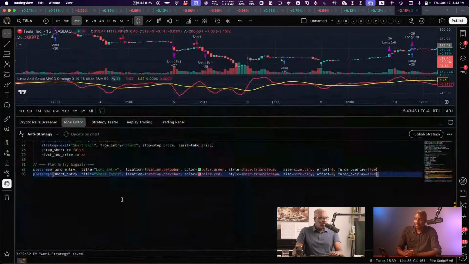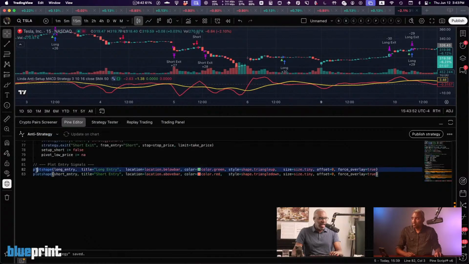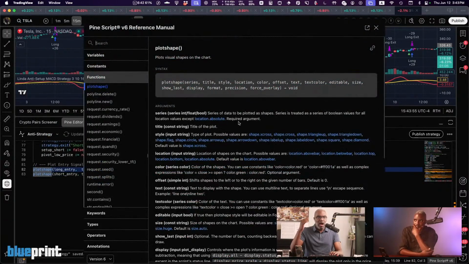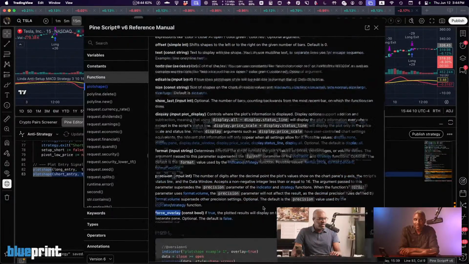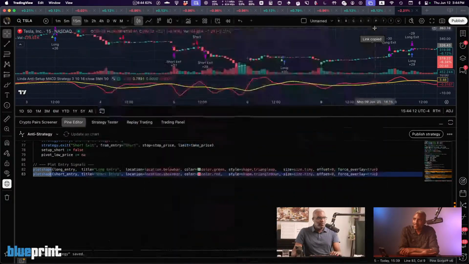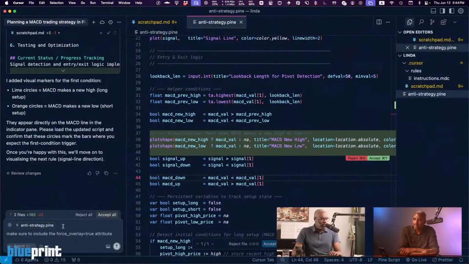All right, I want the AI to know that I'm using this force overlay attribute. Force overlay is an attribute for PineScript that was recently added, so it's not within the training data of the models. So I'm just gonna command click on the, or I think control click on Windows. I'm not sure why we would use a Windows computer, but whatever. In order to get the plot shape method, it has the force overlay details over here. So I'm gonna grab the link. Head over. I could just copy the text too, but I'm grab the link and give it to the AI. Make sure to include the force overlay equals true attribute.